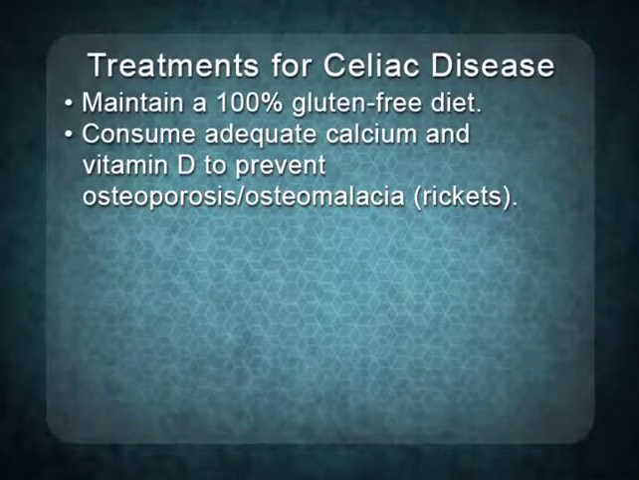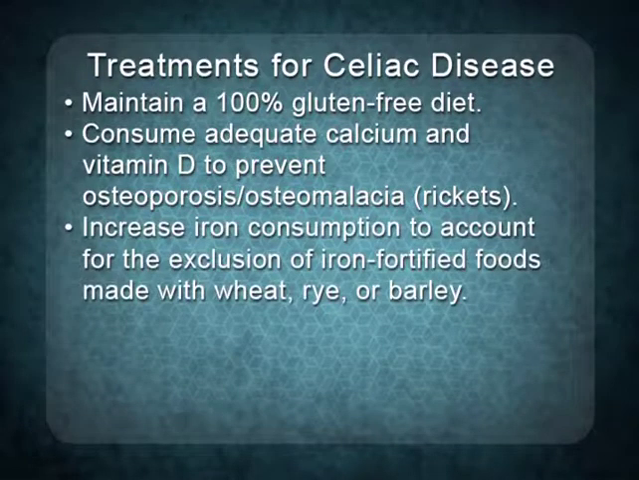So again, think about it this way. If I'm eliminating grains, I may be eliminating, for example, magnesium and other minerals as well. So here are some strategies. Have adequate calcium and vitamin D in your diet to prevent osteoporosis and osteomalacia, which is also known as adult rickets. You may need to increase the amount of iron in your diet to account for the exclusion of iron-fortified foods made with wheat, rye, or barley.